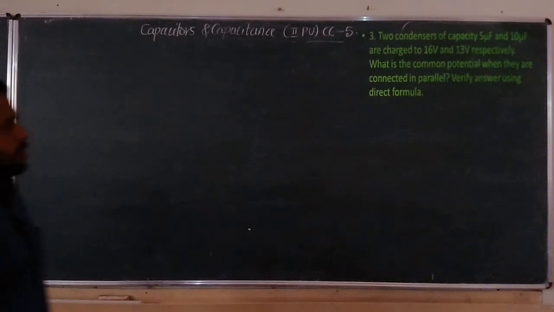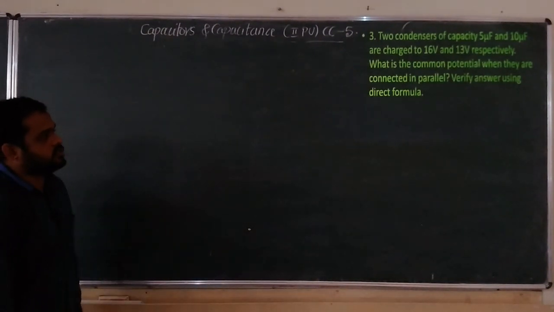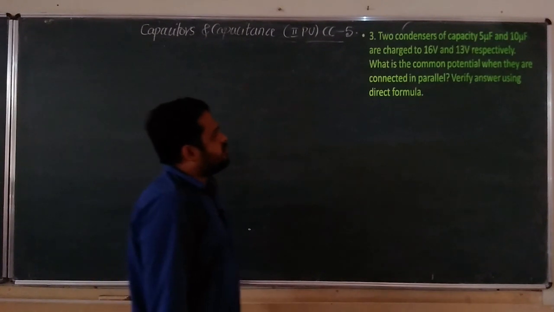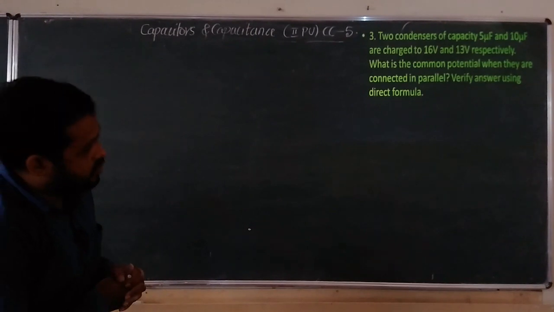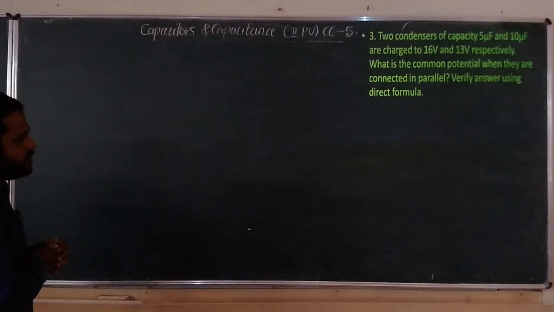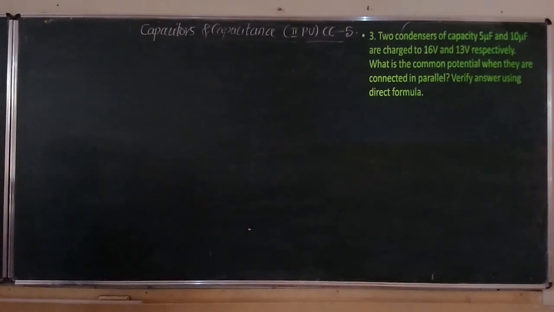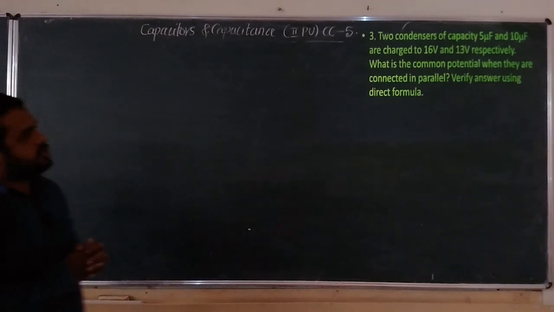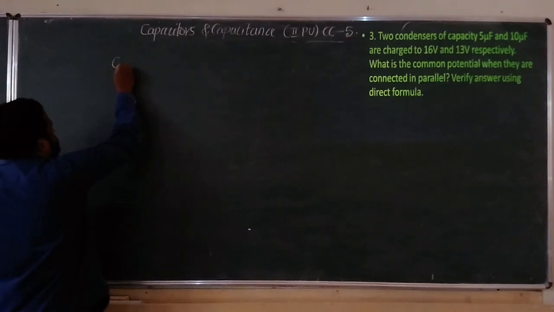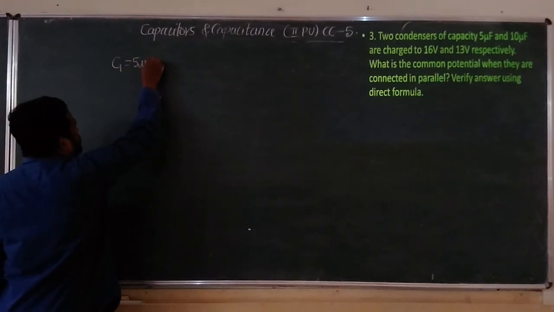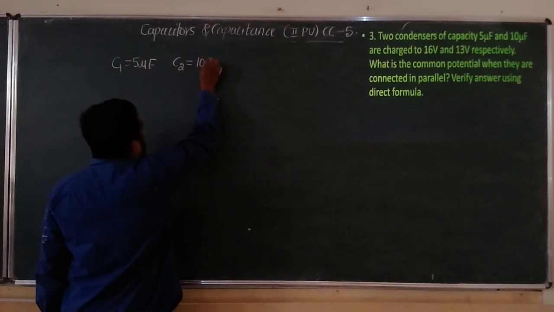Next problem. Two condensers, condenser means capacitor, of capacity 5 microfarad and 10 microfarad are charged to 16 volt and 13 volt respectively. What is the common potential when they are connected in parallel? See, it is a problem containing two capacitors. Let C1 be the capacitance of the first capacitor, equal to 5 microfarad. Capacitance of the second capacitor C2 is equal to 10 microfarad.